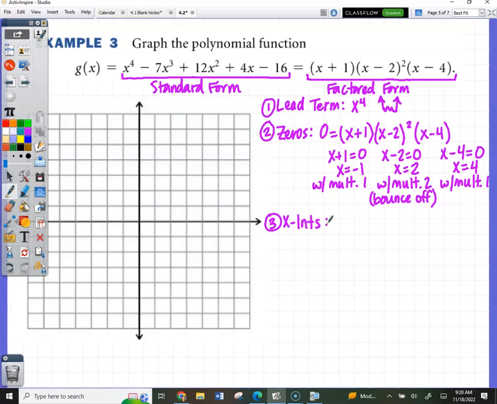So that would be negative 1, 0 times 1. That one would be 2, 0 times 2, right? And this one would be 4, 0 times 1. Okay, how do I get the y-intercept? You plug 0 in for x to the standard form. It makes it a lot easier. What do you get? Negative 16.